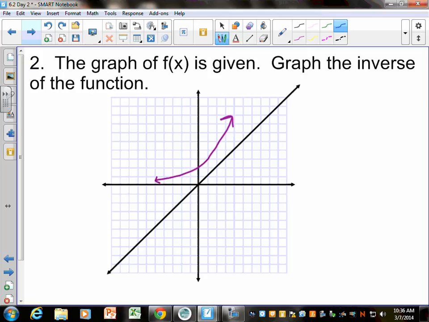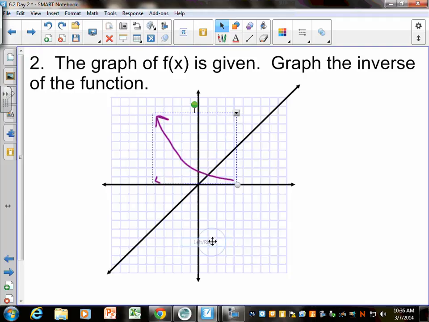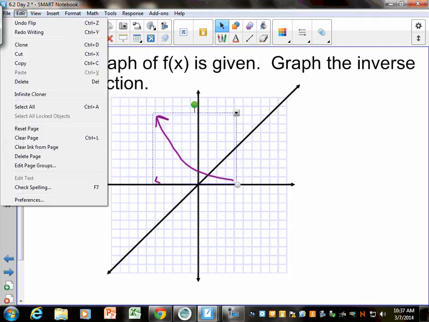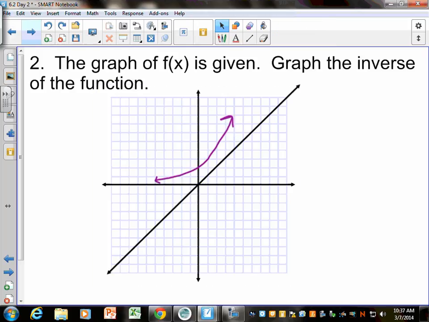Well, I wonder if I could flip this. Let's see if I have a fancy little button on here. Flip. Left, right. Oh my goodness, that's not right. Can't you just take the green thing and flip it? I'm just going to draw it.